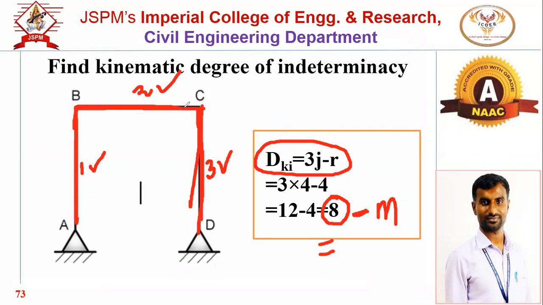So that's why by neglecting the axial deformation, we have to subtract the number of members, that will be 3. Then the answer will be 5, neglecting these values of 1, 2 and 3. That is the axial deformation of those respective members.